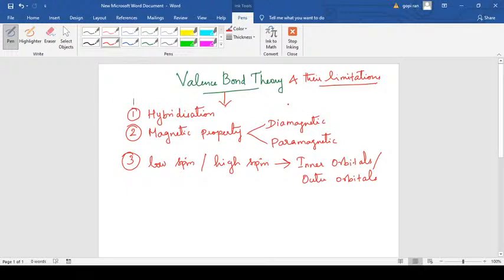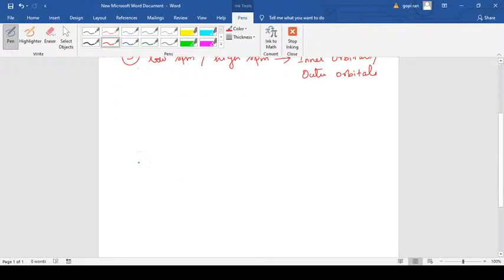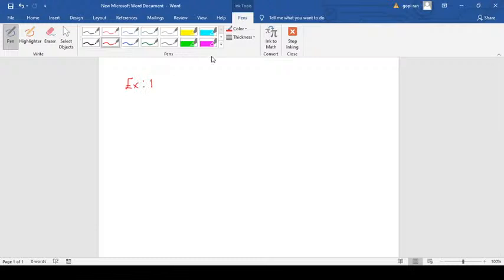The valence bond theory we can otherwise call VBT. Okay, let us see about this. The first example which I am going to explain is the cobalt ammonium complex. Okay, this is the cobalt ammonium complex.